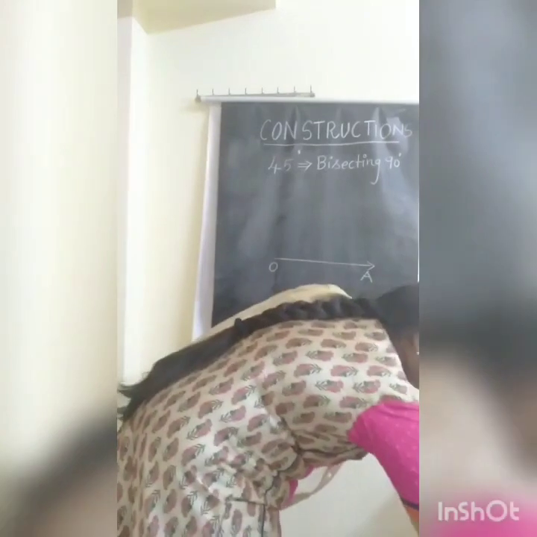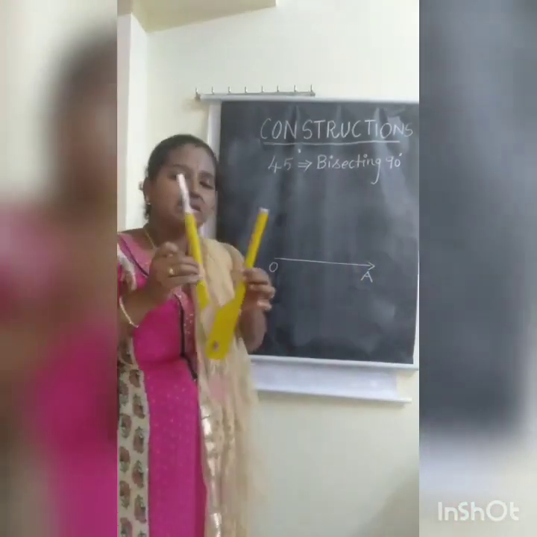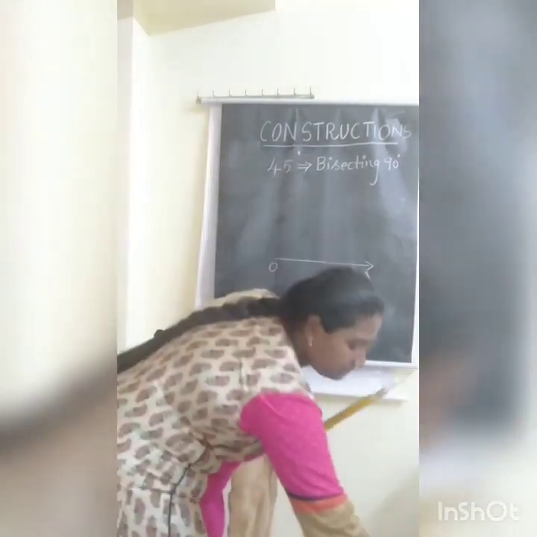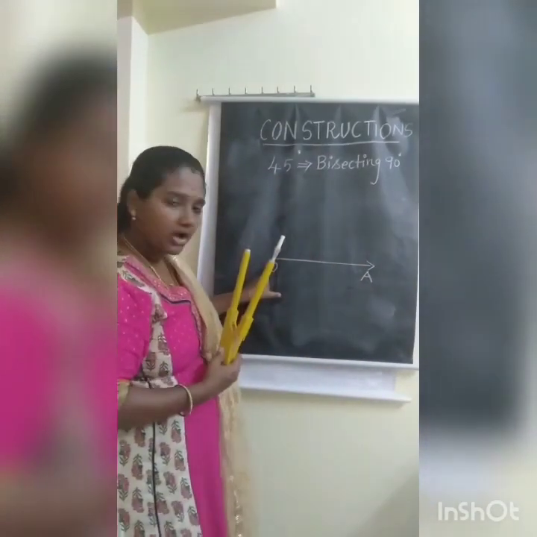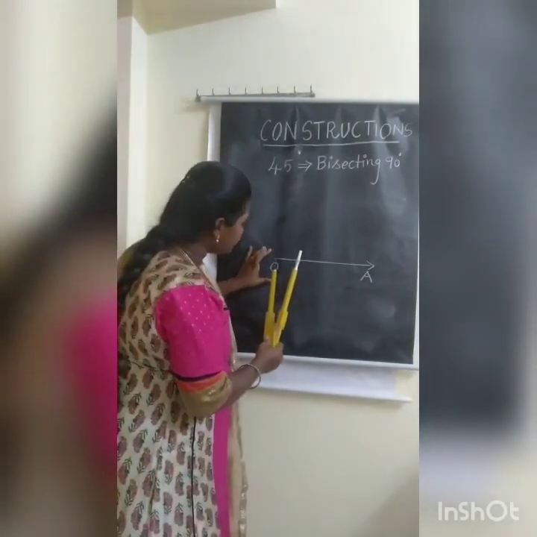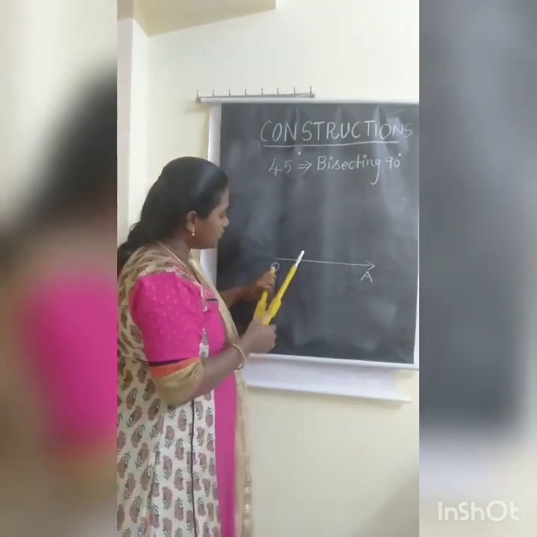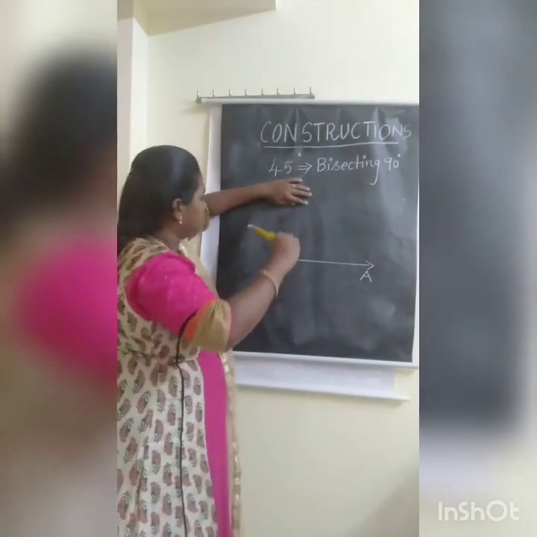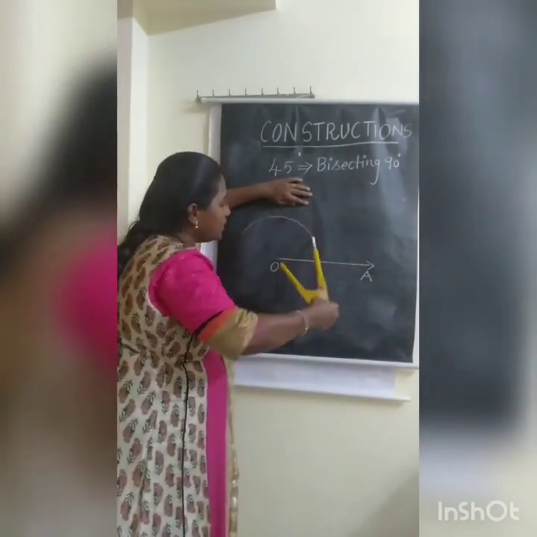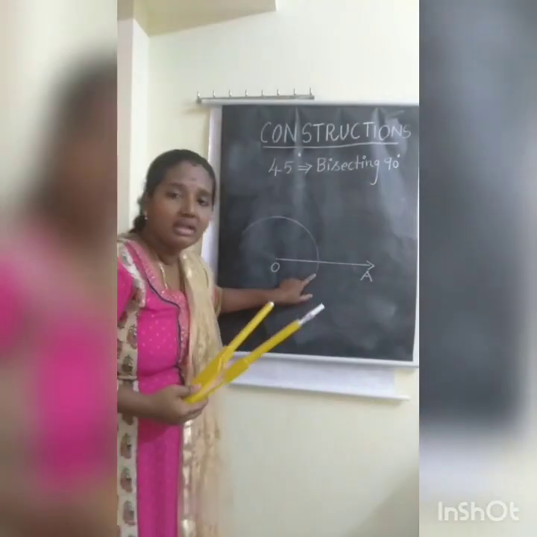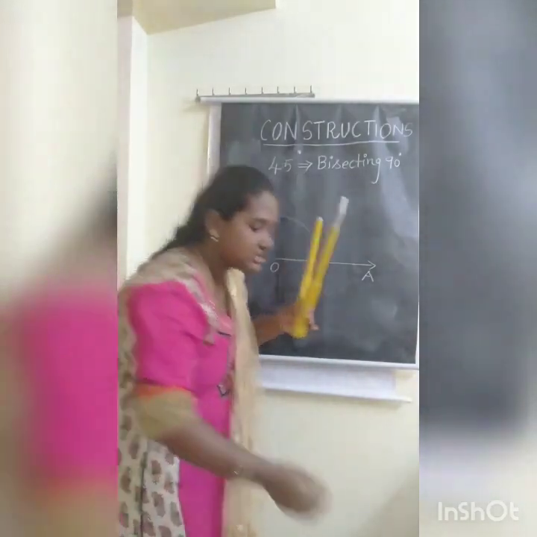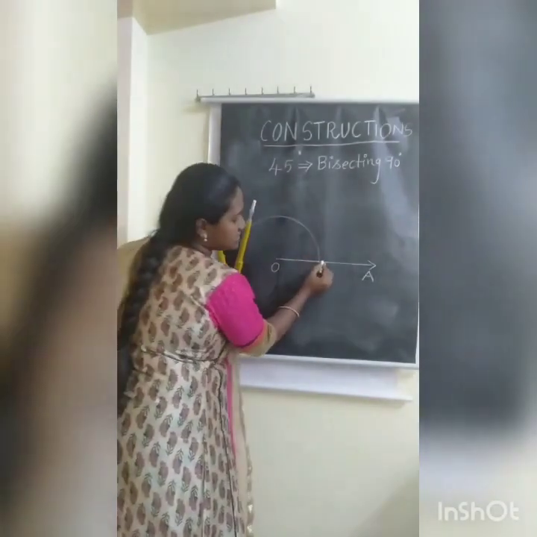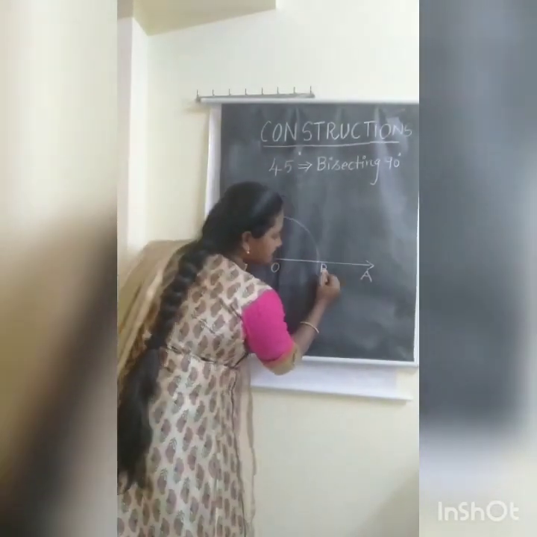Next step, take a compass, take a convenient radius to construct an arc. Keep the fixed point of the compass on the origin O, and draw an arc which is touching your ray. I am going to mark this point, where the arc touches your line, as B.